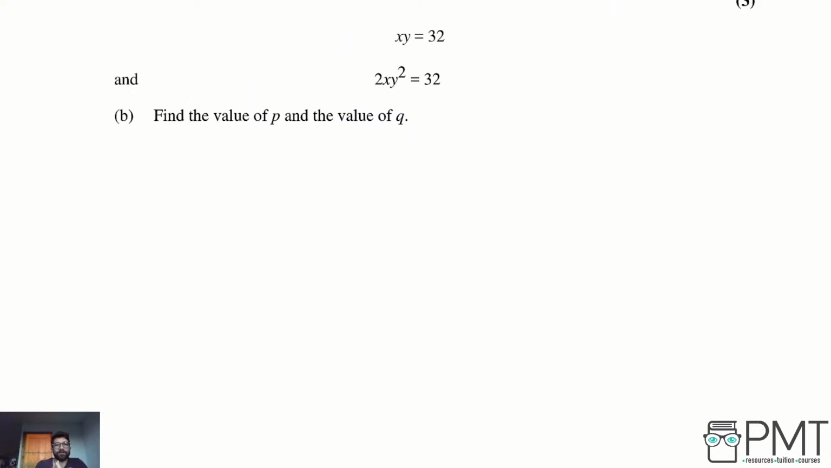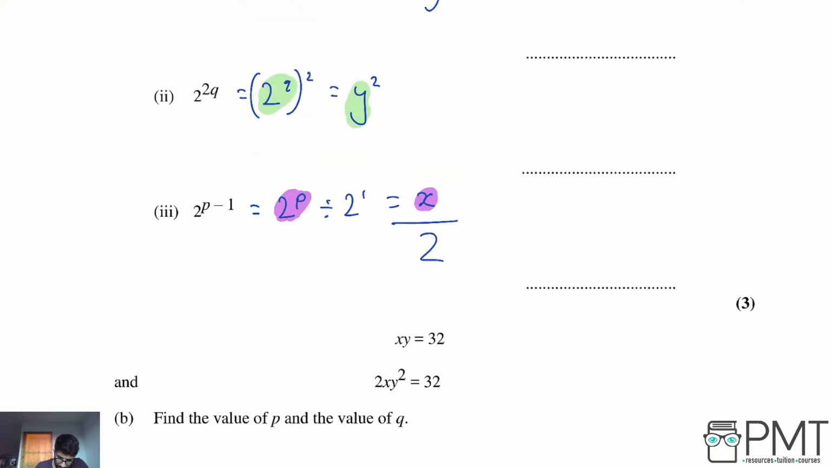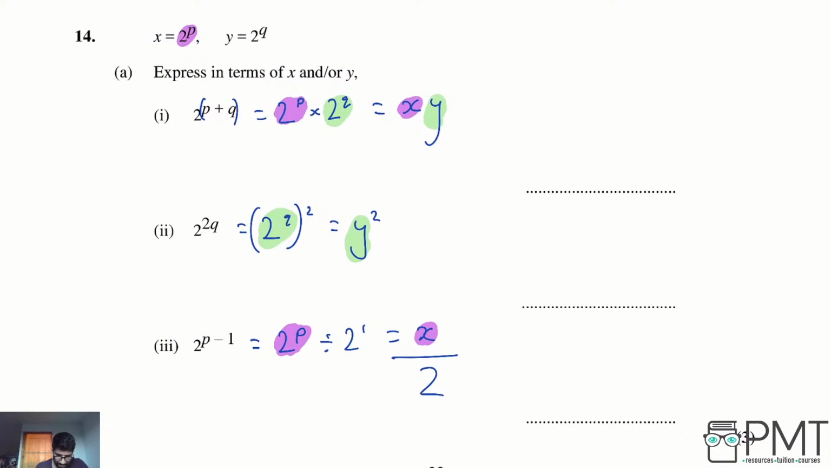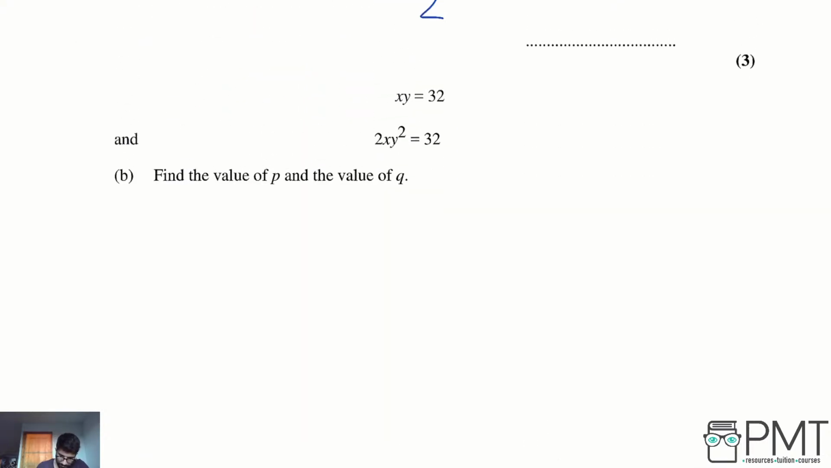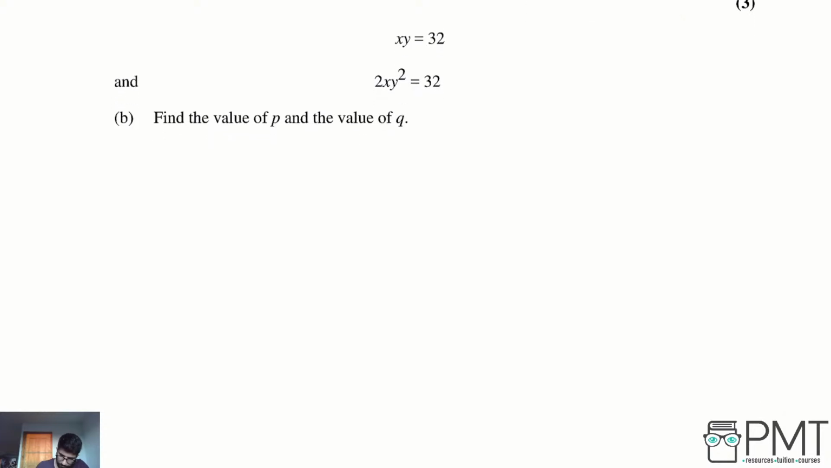We don't want x and y. You're after p and q, so x and y is not really going to help you. Can we remind ourselves what they are? x is 2 to the p, and y is 2 to the q. Let me write them down. What I will do is just replace x and y with these things, so that may help us. We'll see. So instead of xy equals 32, I'm going to write 2 to the p times 2 to the q is equal to 32.